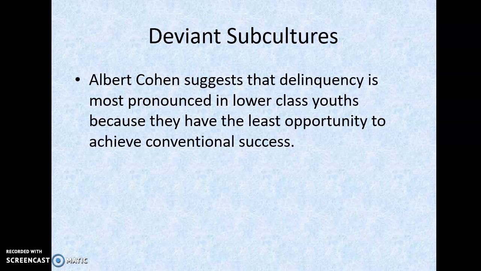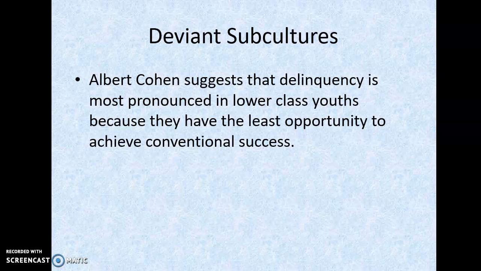Cohen suggested that delinquency is most pronounced in lower class youths because they have the least access to opportunity. So, without educational opportunities, you're more likely to become a delinquent. You're more likely to join a gang if you don't have opportunity to wealth when you're younger, because A, you don't think about your future when you're young, and B, you don't have the means to get to the next level.